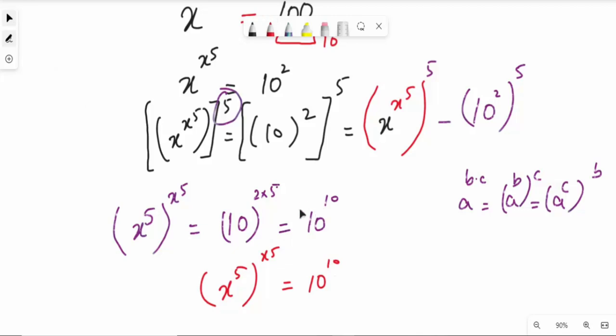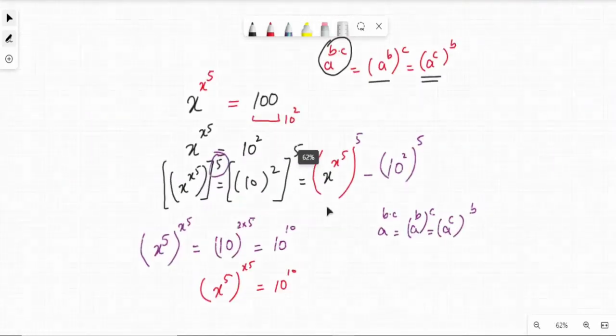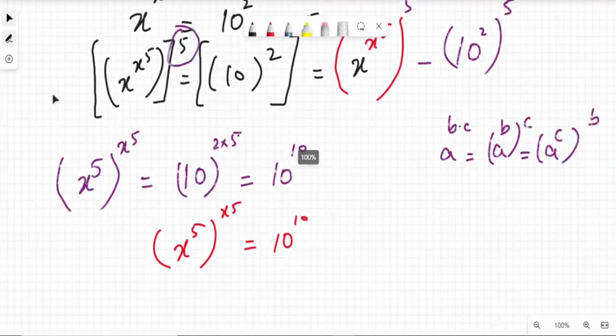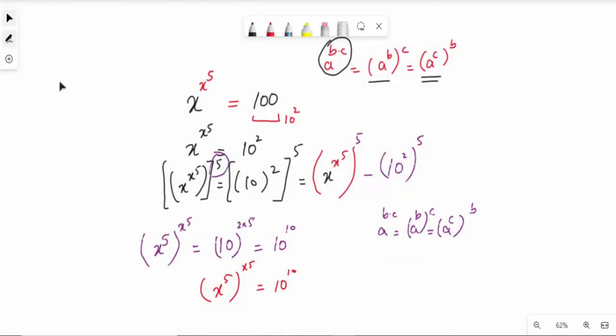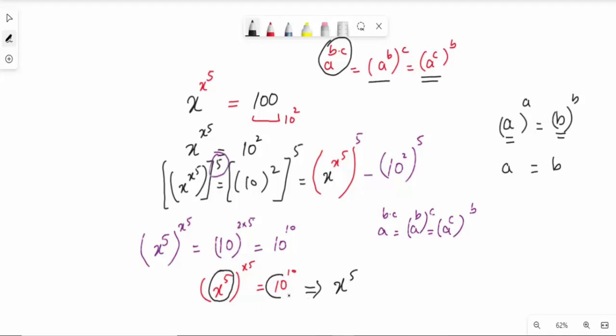Now at this moment, just see the question. At this situation, if this is a base and the power is also like a base, meaning if a is a base and its power is a, and b is a base and its power is b, then we can write a is equal to b. Clear? Now in this case, x to the 5 is our base, this is, and this is equal to 10. Clear?